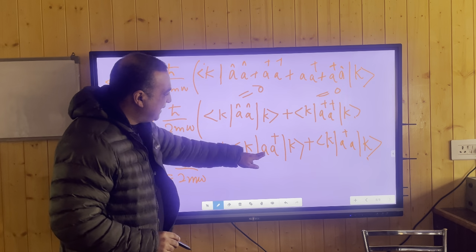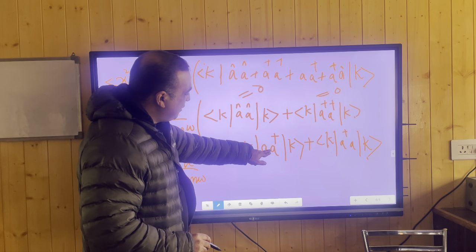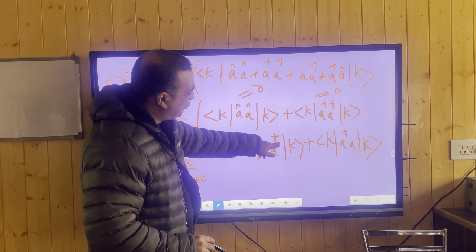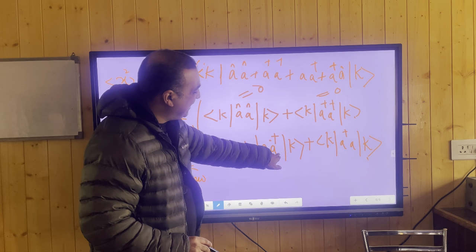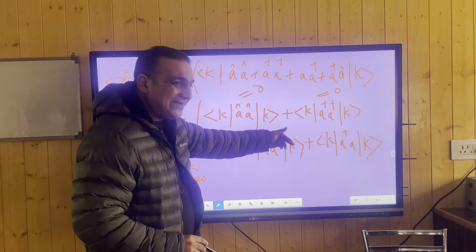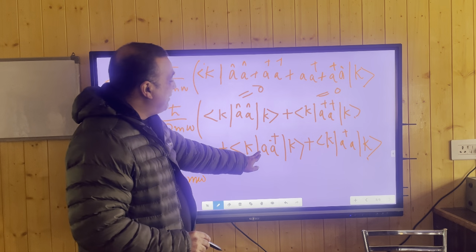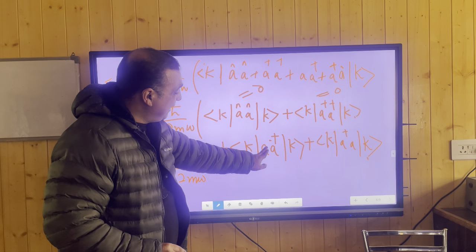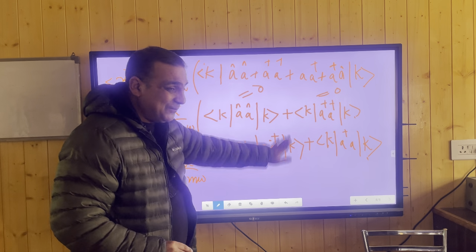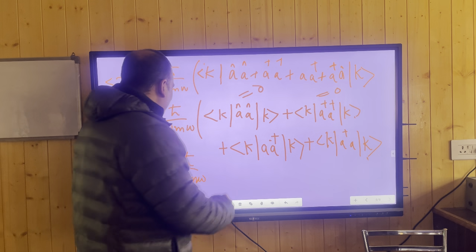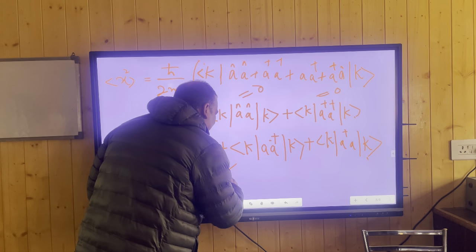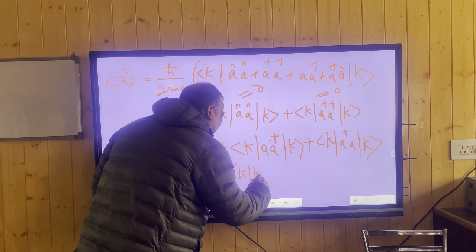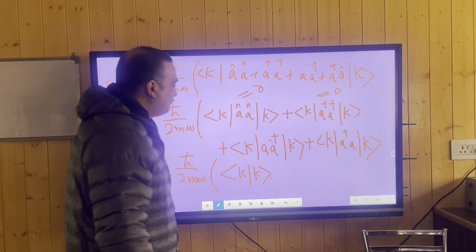Okay, so what about this? Now you can see that if I use the creation operator on the state k, it will take it to k plus 1. But once it goes to k plus 1, I'm using the annihilation operator. The annihilation operator will bring it back to its original state. So what you are going to be left with here is k and k. This will be the first thing.